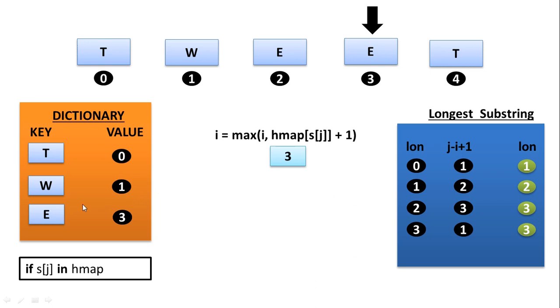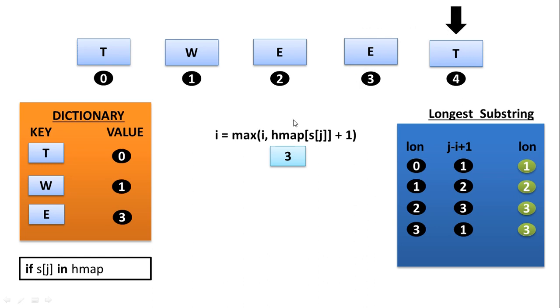Simultaneously, we also change the value of our present key within the dictionary, which is E. E was previously 2, and we updated it with the value 3. And what's 3? 3 is the value of j. Now we move on to the next iteration.